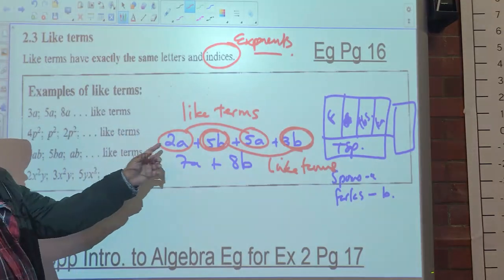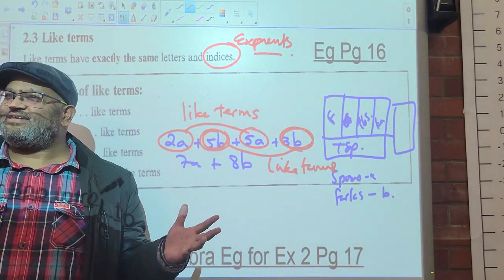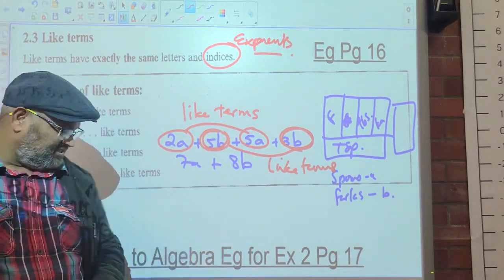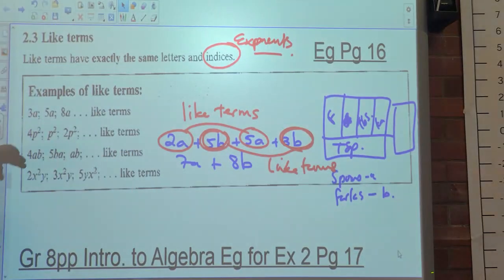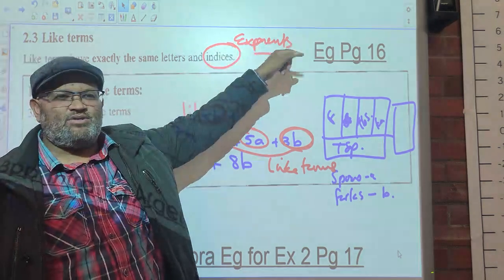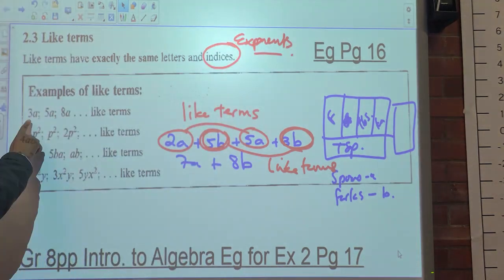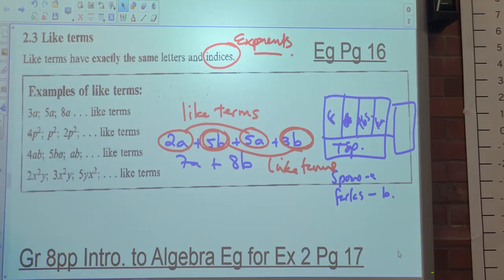So what is 2A to 5B then? Unlike terms. You guys understand? Simple, no? So that is what we call like terms. So let's read what they say here again. Like terms have exactly the same letters and exponents. So here you got 3A, 5A, and 8A. They are all the same, and that is called like terms.